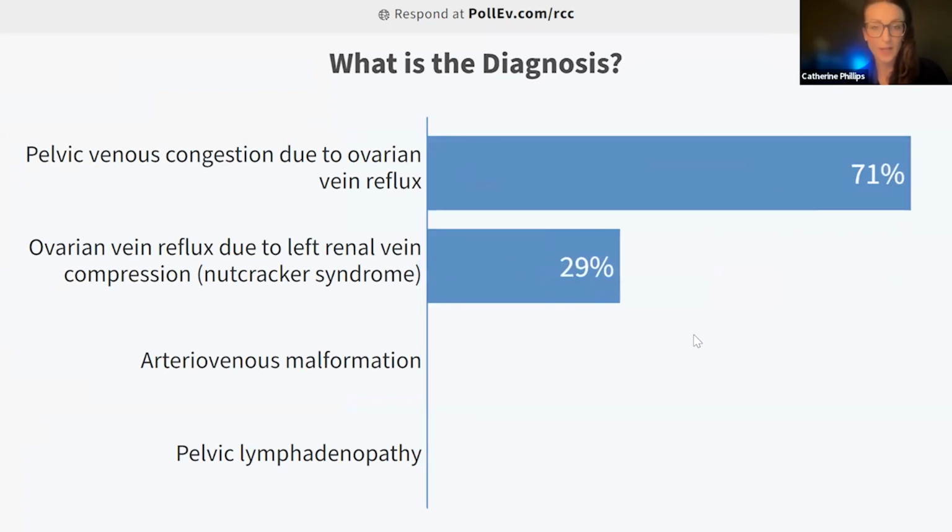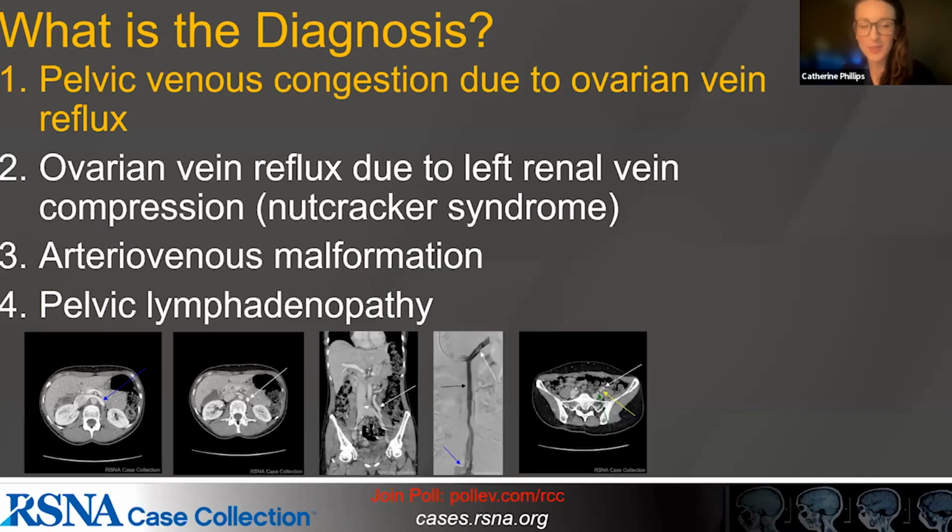Wow, lots of change here. Wonderful. See some people changing their answers, perhaps. Great. I think we've reached a steady state. Next slide, please. You guys are correct. This is pelvic venous congestion due to ovarian vein reflux. Next slide.